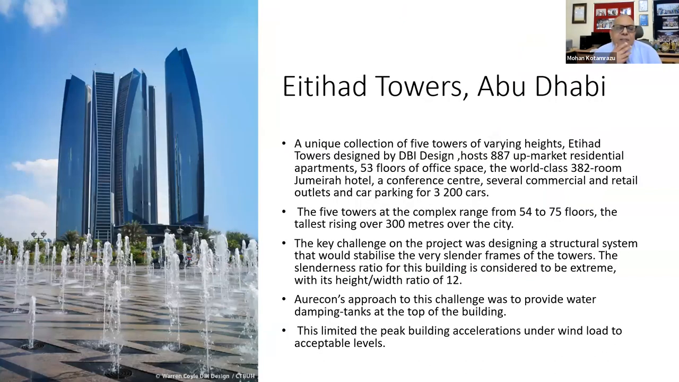Another important thing is that buildings are becoming taller. There is something called the aspect ratio, which is the ratio between the width and the height of the building. Normally we don't go beyond 10, but this is in Abu Dhabi. It's called 8 towers, a group of 5 towers, and because of the slenderness of these buildings, the aspect ratio, height to width ratio, is more than 12, which is very, very high.